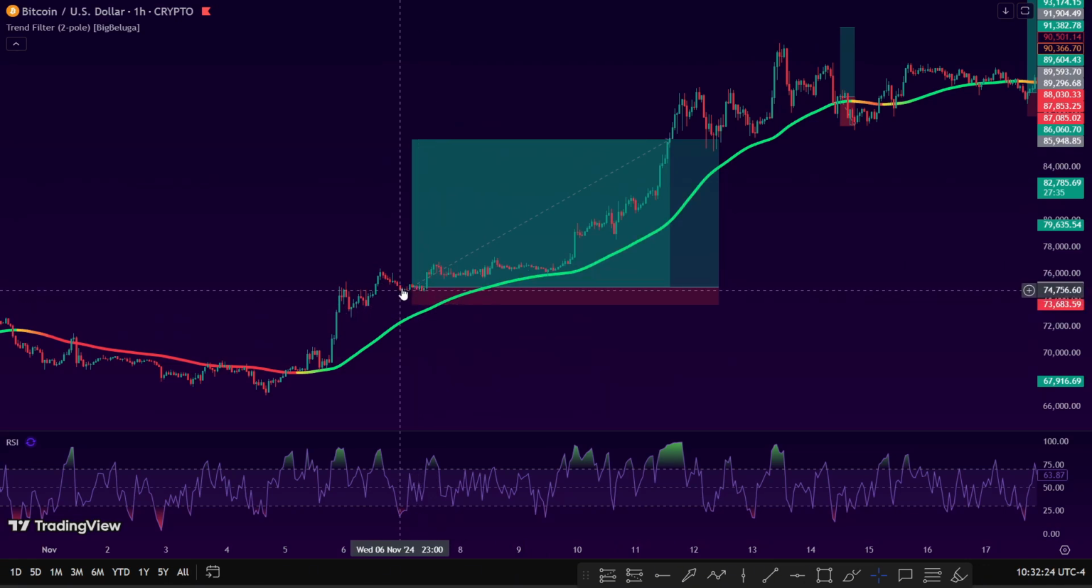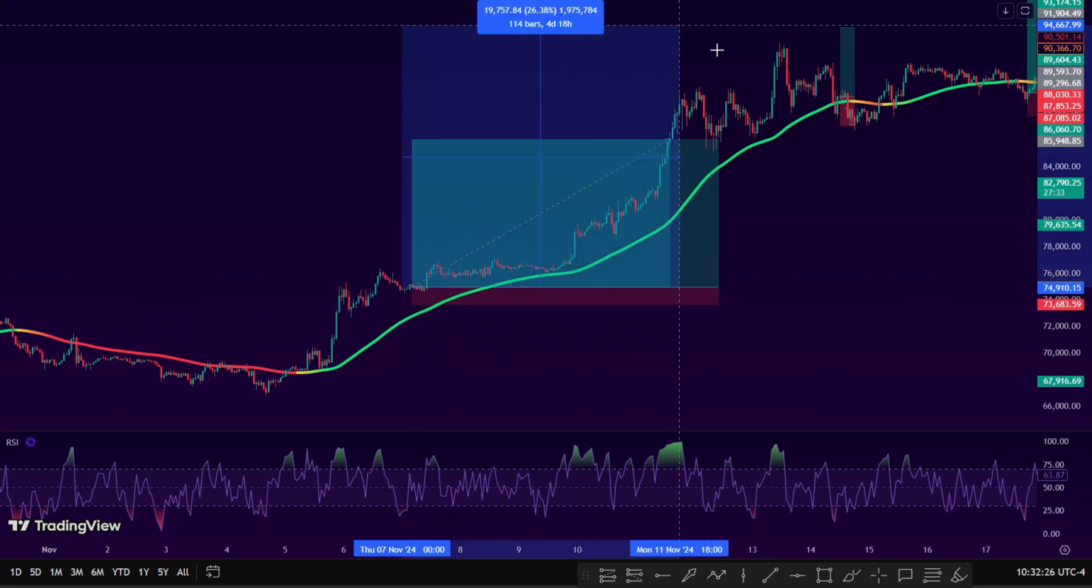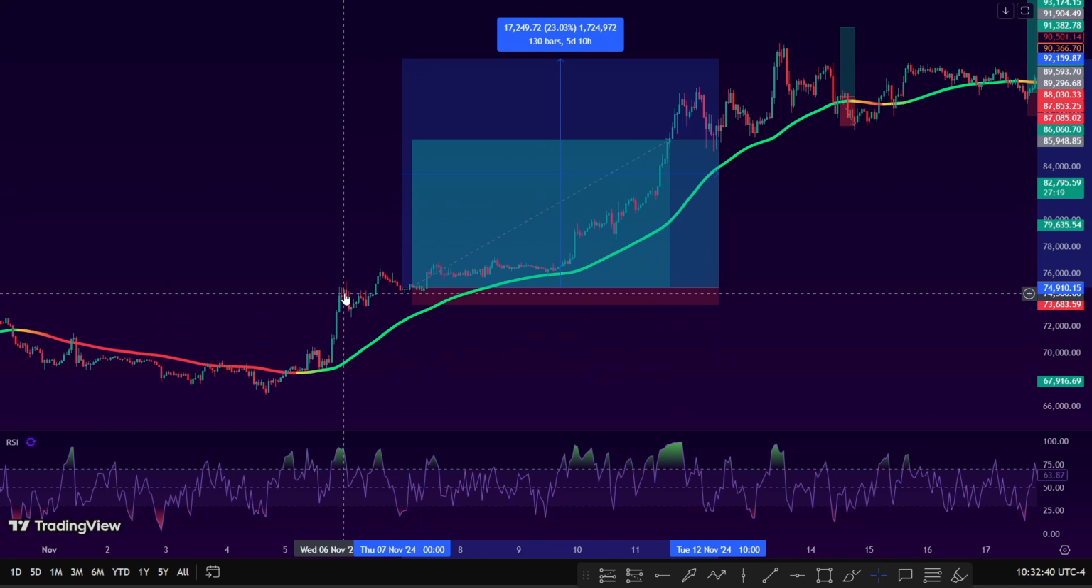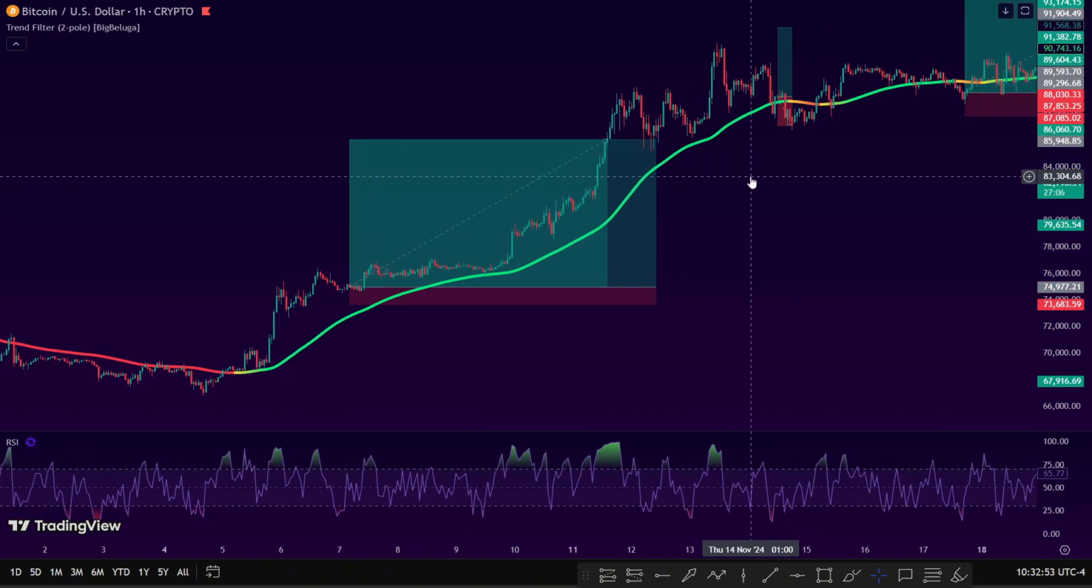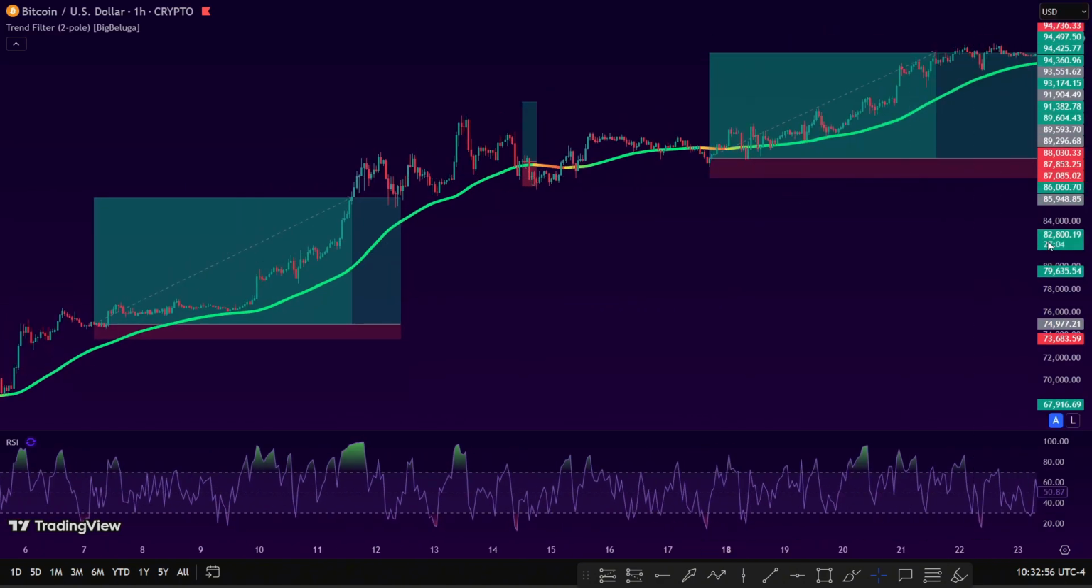This trade is from the Bitcoin level 74,000 to 90,000, the Bitcoin price.